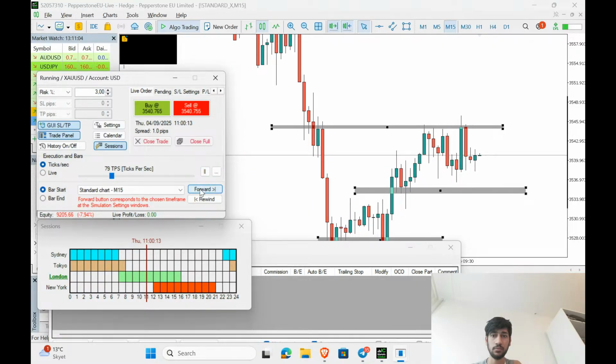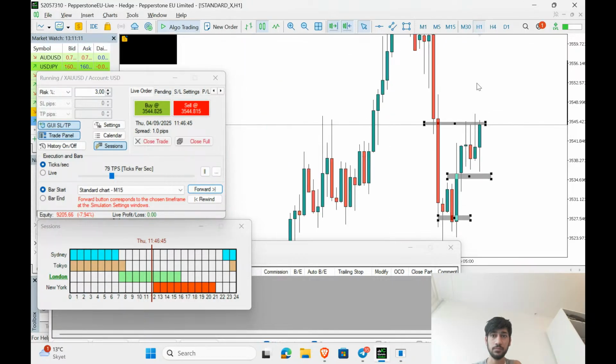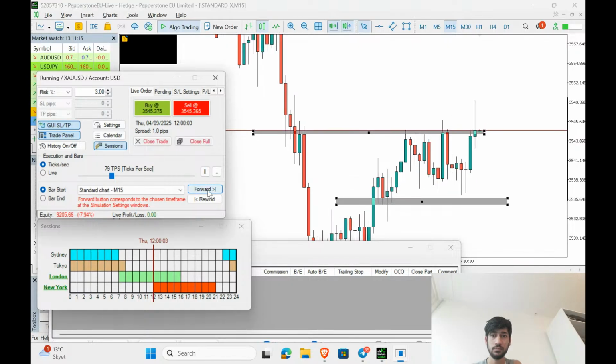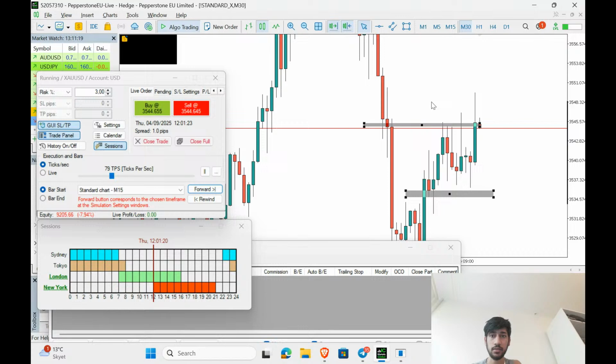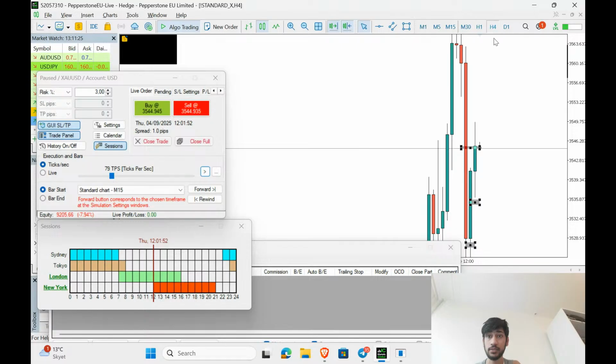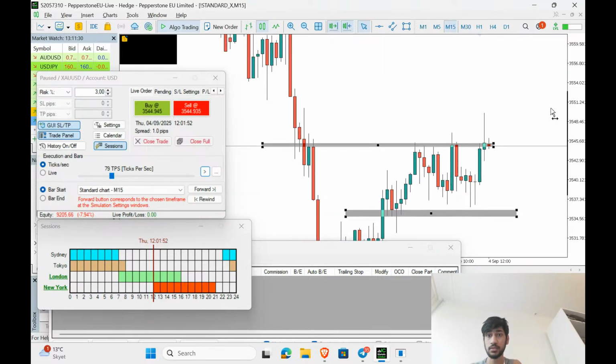Forward, forward. Just shitty price action, brother. Just an indecision candle. But still, M30 closed bullish, H1 closed bullish, H4 is bullish, M30 is closing bullish, M15.